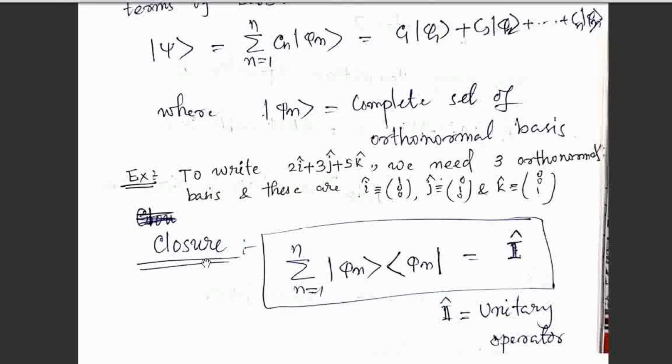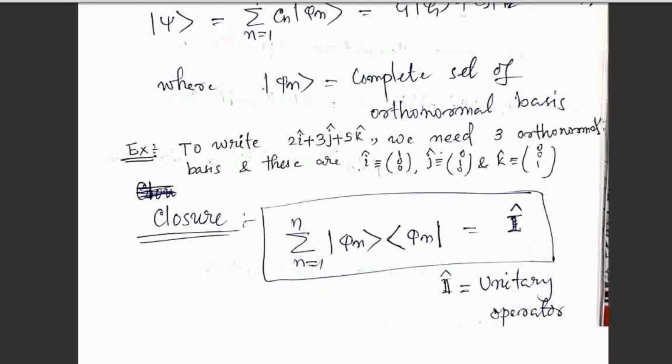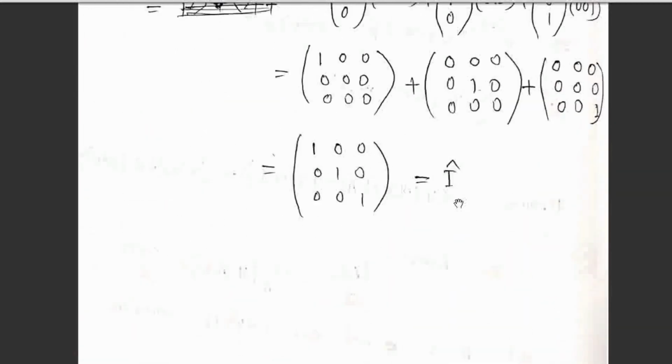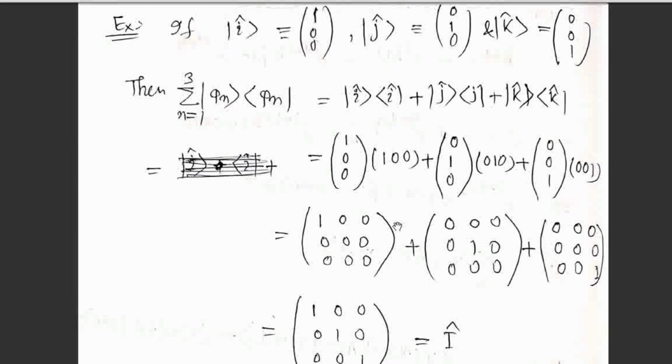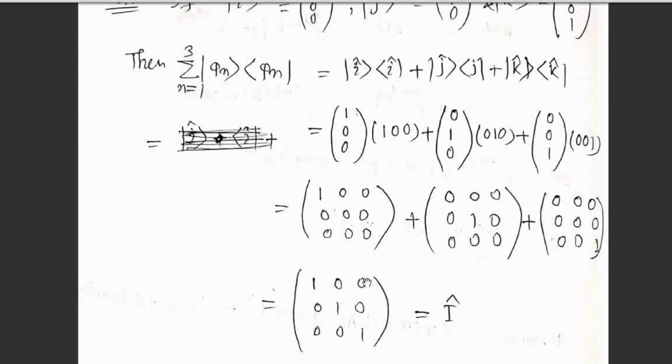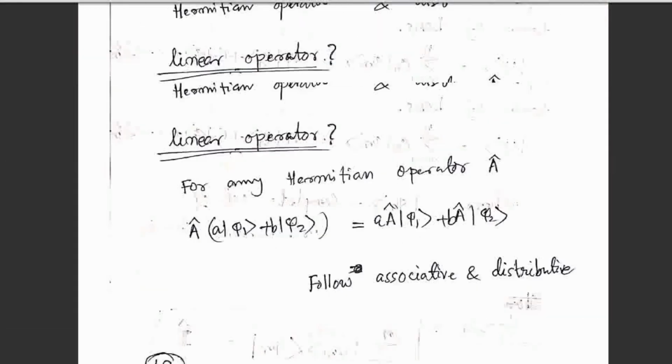Okay, so if you want to know more about this closure property, I have given an example in the last. You can see this is the example. Here i cap is (1 0 0), like this. And if you want to find whether the closure property is satisfied or not, then you do like this. You multiply these column vectors and row vectors with the help of the matrix property, and you will get this matrix, and it is nothing but a unitary operator. Okay, this is the closure property.